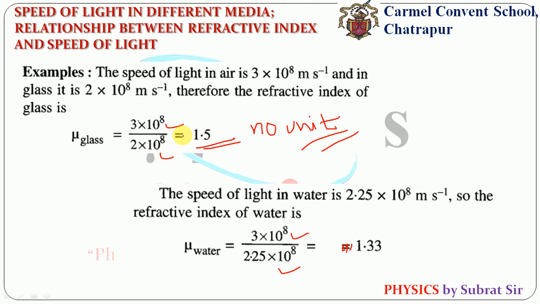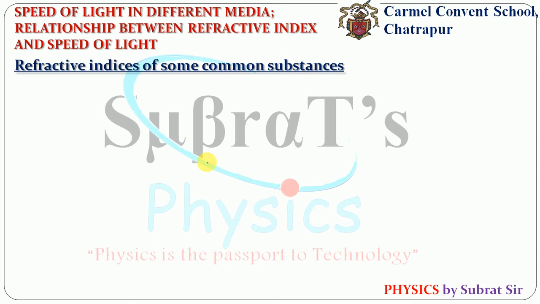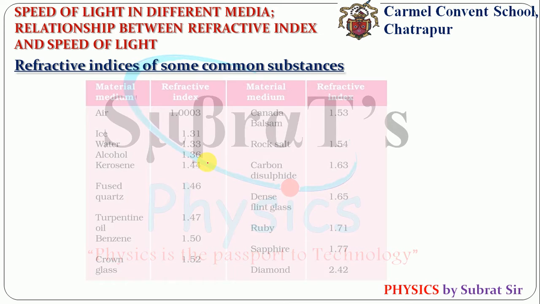So in glass it is 1.5, in water it is 1.33. That means less refractive index gives more speed of light. So the speed of light is more in water than in glass. Okay, so then we have refractive indices of some common substances. Let us see the table.